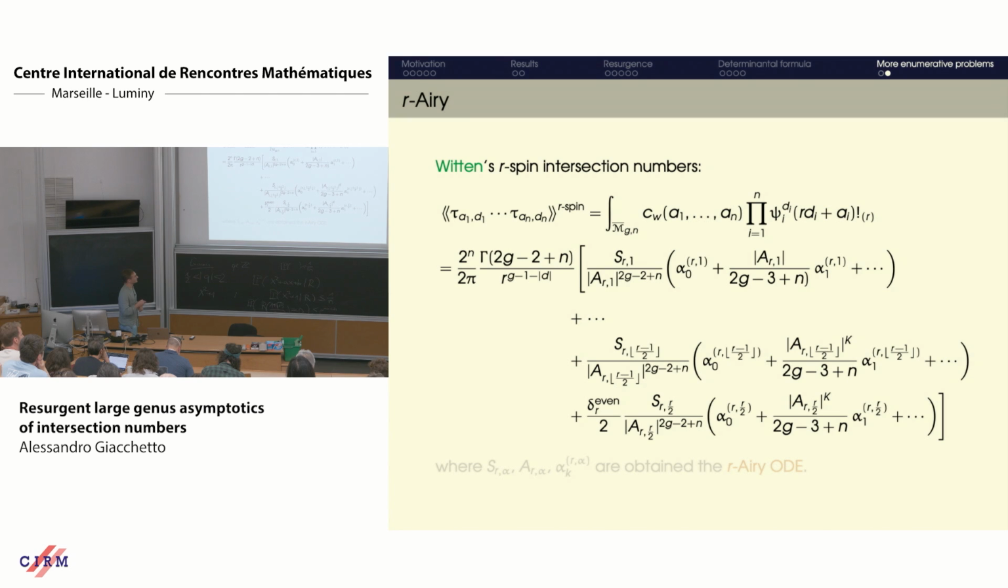So we get an explicit large genus asymptotics for these numbers that now has more contributions because the ODE is higher order. And the ODE in question here is called the R-Airy ODE, which is of order R, so this is why you get many more contributions. But the point here is that the strategy applies nonetheless.